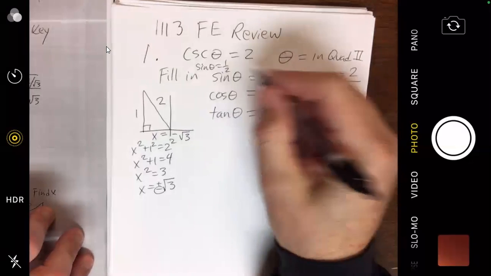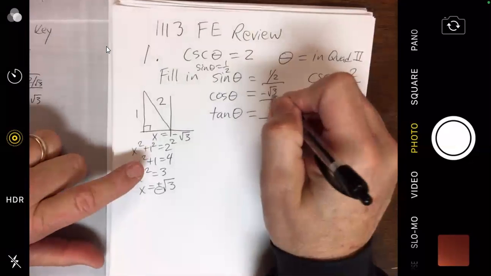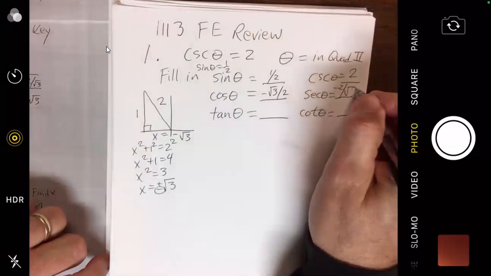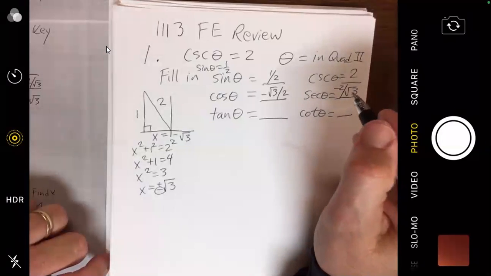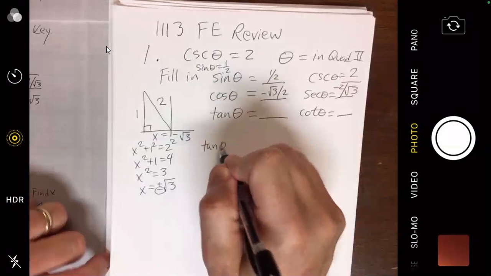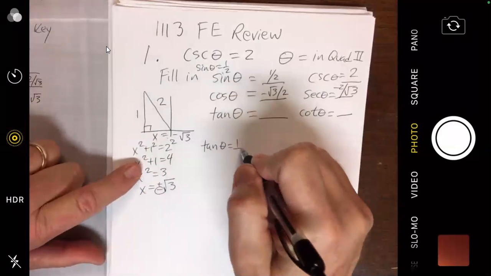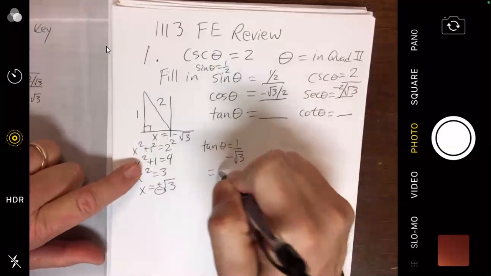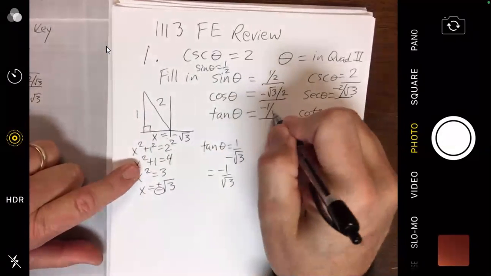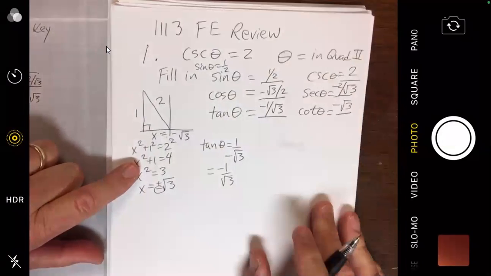All right, should be able to fill it in. Your sine theta, I just wrote it down, that's a half. Cosine would be negative root 3 over 2. Secant would be negative 2 over root 3. And your tangent, sine divided by cosine, or you can do it right off the triangle, opposite over adjacent, 1 over negative root 3. You can also write negative 1 over root 3. It doesn't matter which level you put the negative. And that makes cotangent negative root 3, and you don't have to write it over 1.